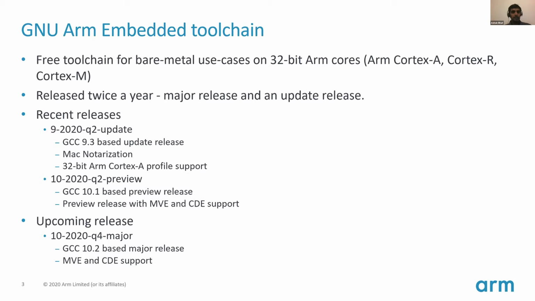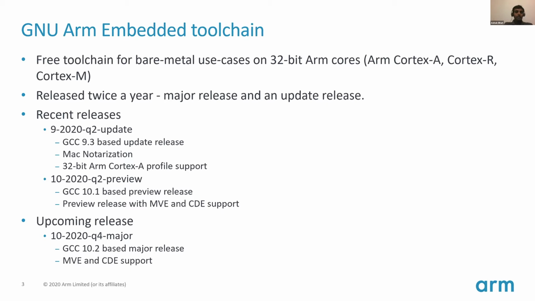So recently, the first thing I want to call out is the update release. That happened, if I remember correctly, in May of this year. The two big features that came in were the Mac notarized version, which is the first notarization that we have done for the toolchain, meaning it can be used on any Mac hardware today. And then we also added the 32-bit Cortex-A support, as I mentioned earlier.